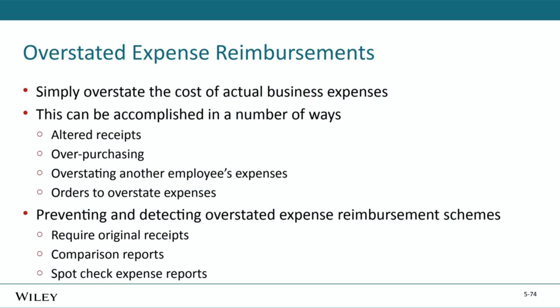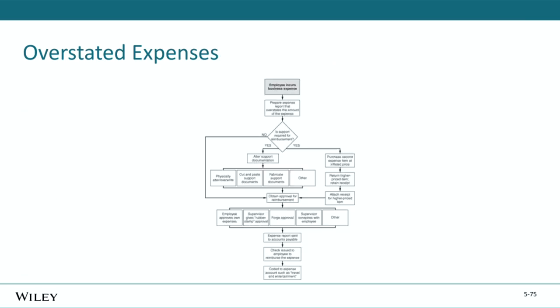Do comparison reports to other people, especially if you've got a couple of people going to the same conference. Somebody submitted something that's double what everyone else did. That should be looked into. And then randomly spot check expense reports and look at that detail. Here's your overstated expense flow chart.